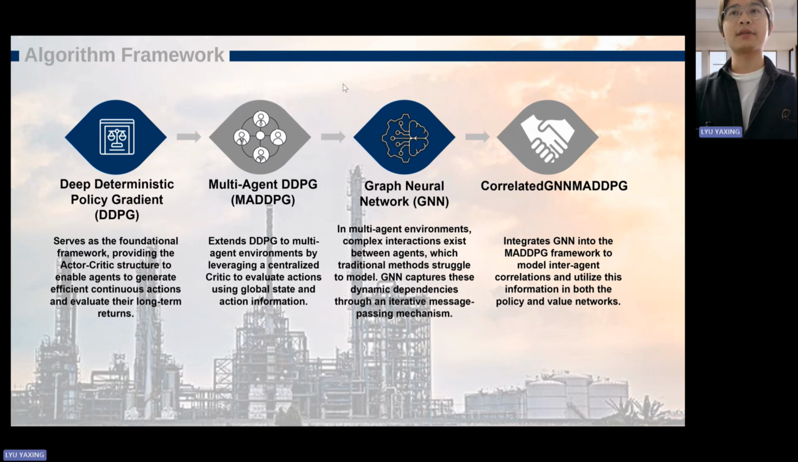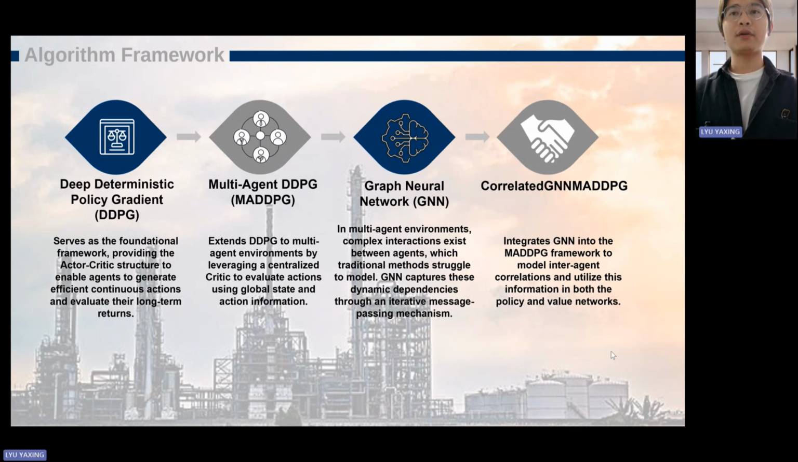Deep deterministic policy gradient forms the foundation of our approach. It employs an actor and critic framework to generate efficient continuous actions and evaluate their long-term returns. Multi-agent DDPG extends DDPG to multi-agent settings by introducing centralized critic learning. This allows agents to collaborate by considering global states and actions while maintaining decentralized execution.